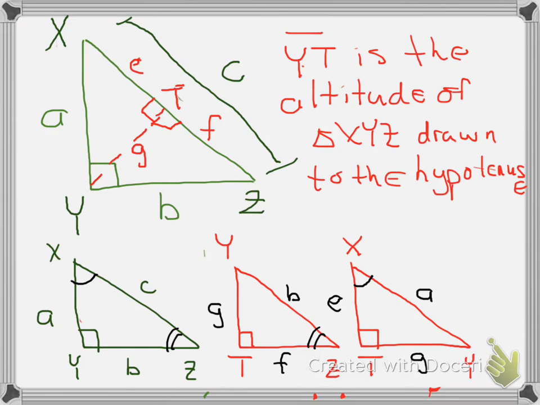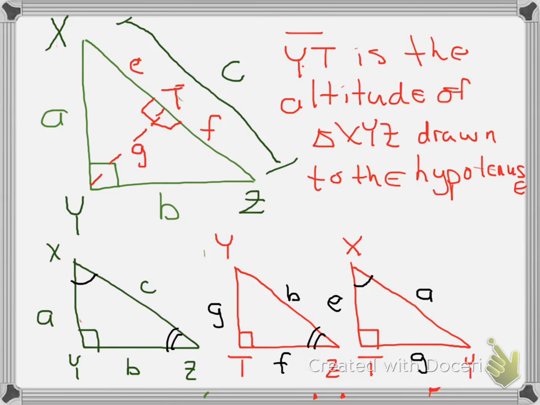There are now three right triangles in our picture. Down at the bottom, I've shown those three right triangles separately. The big right triangle on the outside, triangle XYZ, has sides of length A, B, and C. There are also two small right triangles on the inside, YTZ and XTY. I've drawn them below, and I've transferred all the length information to those diagrams.